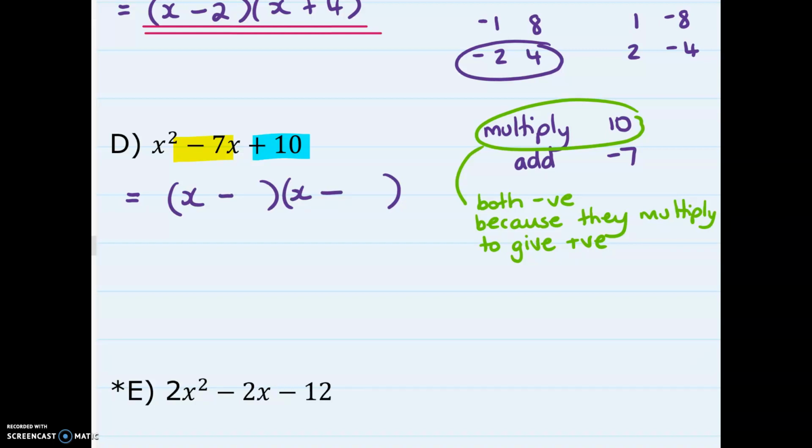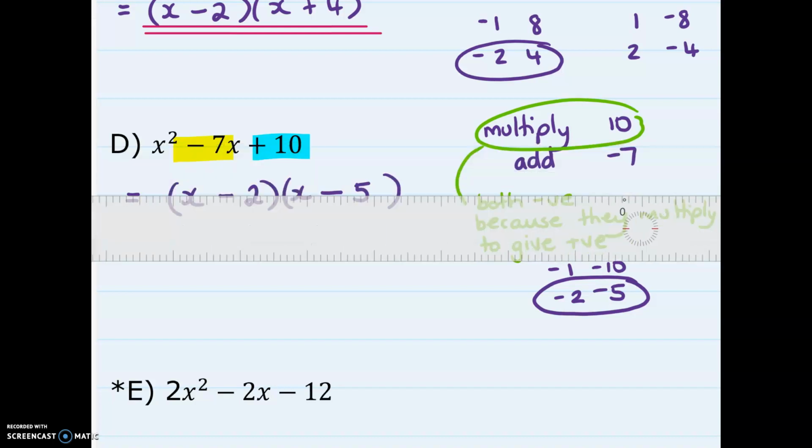So now if I think about the factors of 10, I've got 1 and 10, I've got 2 and 5, they're the only options, and we've said that they've both got to be negative. And now hopefully you can see this combination here, negative 2 take 5 does give negative 7. So a negative 2 and a negative 5 in each bracket.